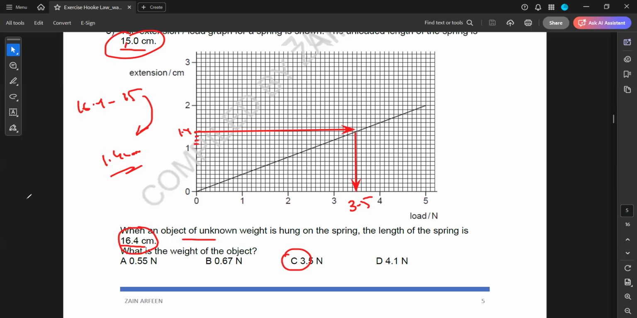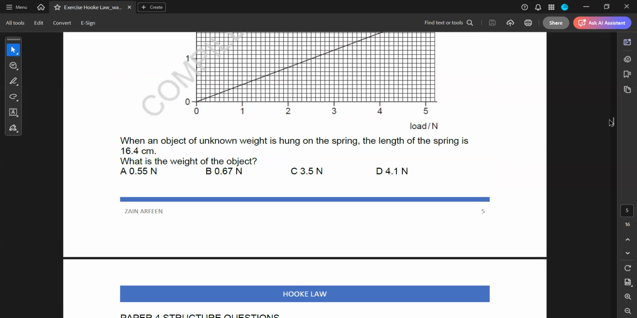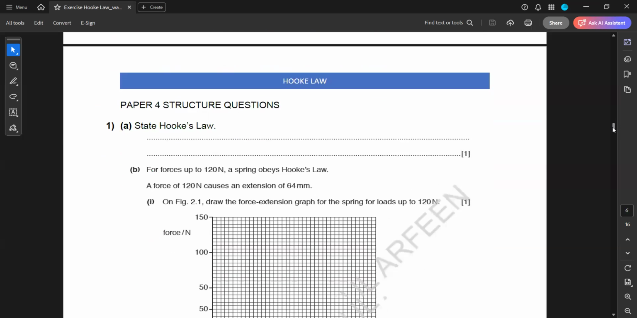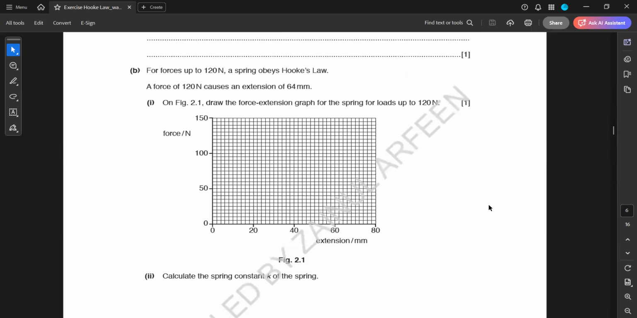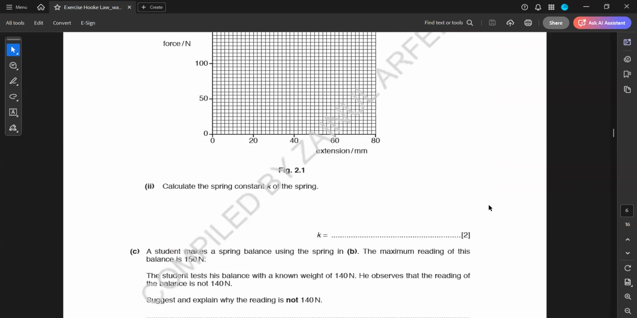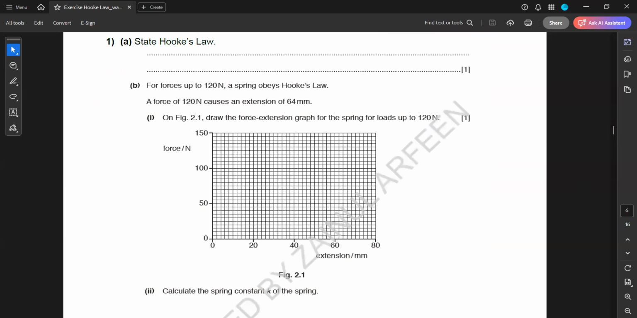The next question. The next are the structure questions. Question number 1, if you have any doubt, question number 1A, part B, and part C. Any doubt? Teacher, part B, I have a doubt. Part B, okay. Now, how to solve part B?